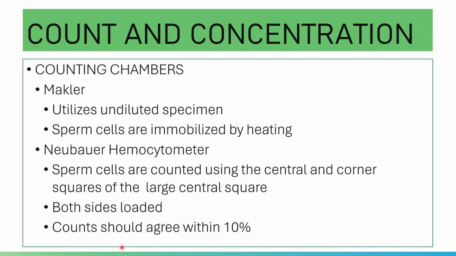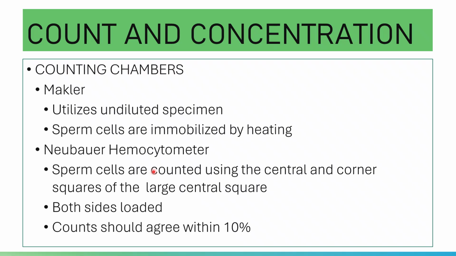Please note that prior to counting, you need to let the sample settle. First, of course, you have already done your dilution. You load your counting chamber, you load the hemocytometer, and allow it to settle for 3 to 5 minutes.